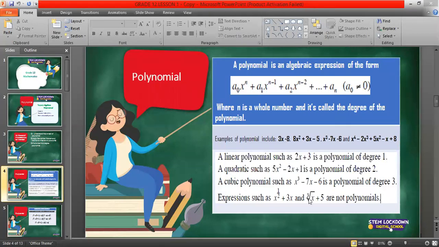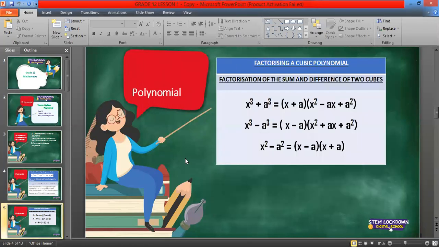Next, let's see how we factorize a cubic polynomial. Looking at factorizing cubic polynomials, we'll start off by learning factorization of the sum and difference of two cubes.